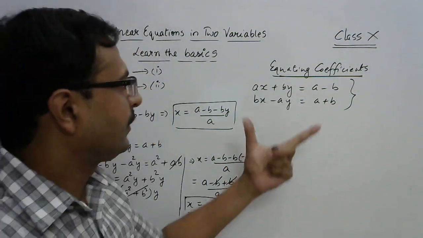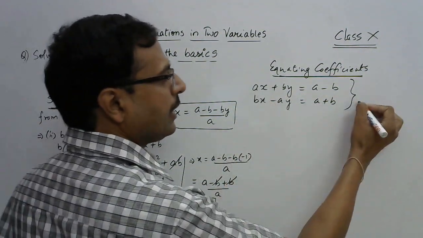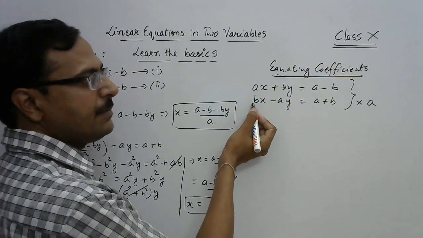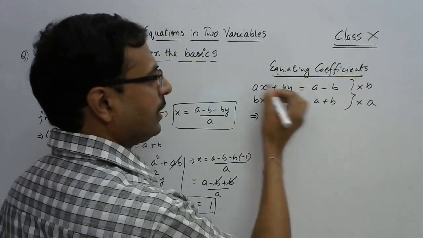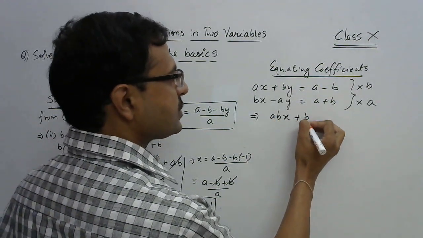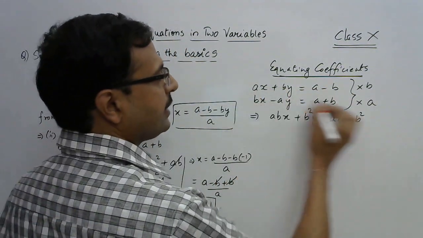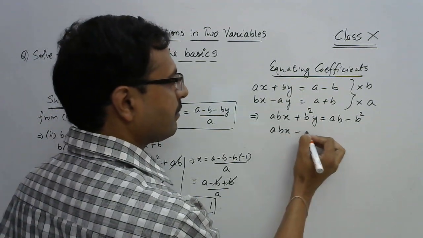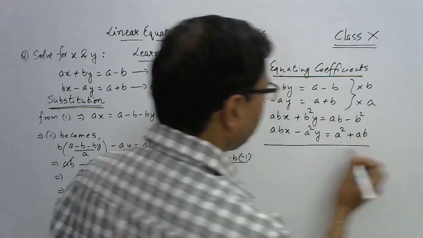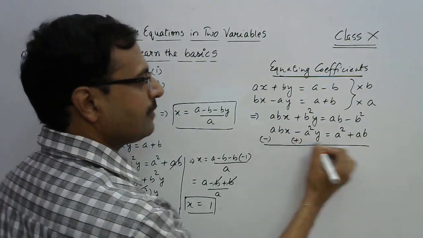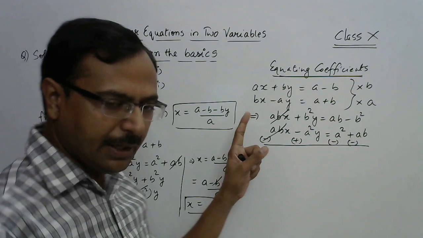Now I'll apply equating coefficients to the same question. Now see, here we have a, here we have b, so I'll multiply this by a so that this becomes ab, and this by b so that this also becomes ab. So what are the two equations I obtained? This is abx plus b square y equal to ab minus b square, so I have multiplied throughout by b, and this is to be multiplied by a, so abx minus a square y equal to a square plus ab. Now I need to change the sign of the second equation, I told you in the previous question, and abx gets cancelled, thereby eliminating the variable x.